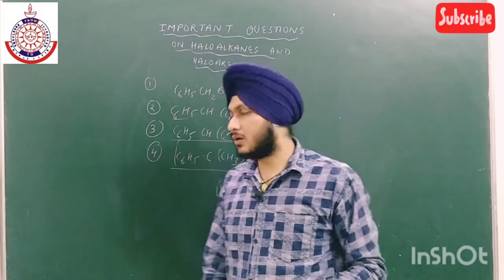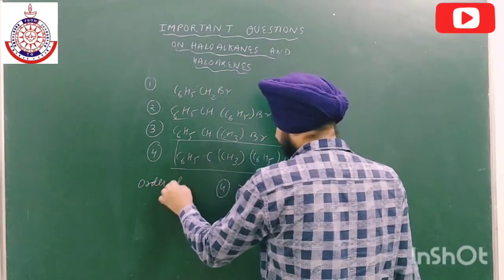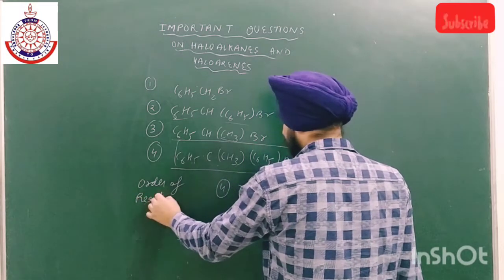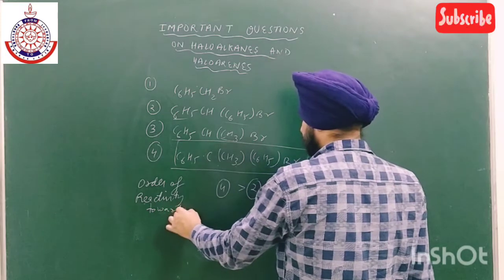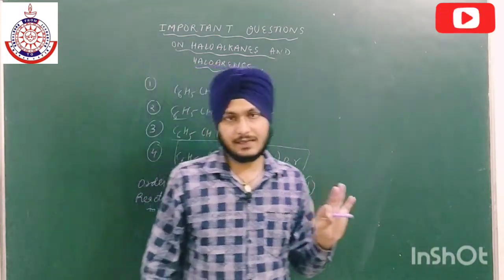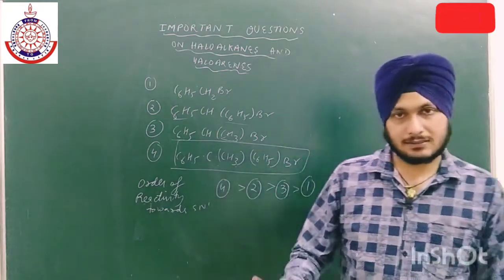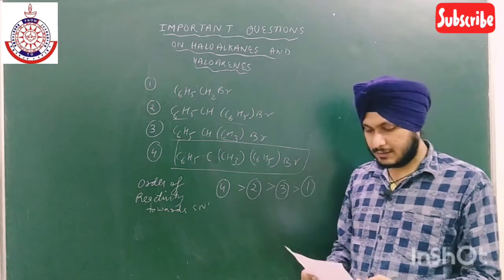So this is the order of reactivity towards SN1. So we have covered all the questions related to SN1 and SN2. Okay, so questions may be asked from SN1 and SN2 like these. So let's move on to the next question.